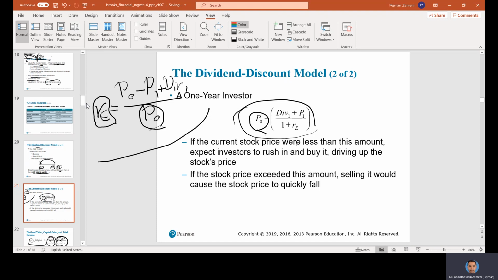Okay, when we rearrange it, it would be like this, which, by plugging in these numbers here, we can find the intrinsic value of the stock. If the current stock price were less than this amount, expect investors to rush in and buy it, driving up the stock price. It means that we compare this price with the market price. Then we're going to decide whether to buy, sell, or hold the shares. If the stock price exceeded this amount, selling it would cause the stock price to quickly fall.